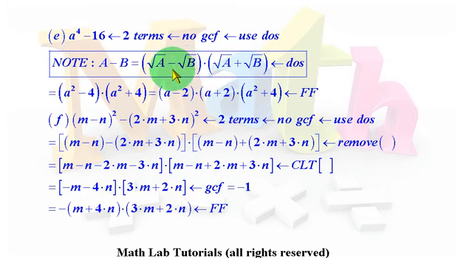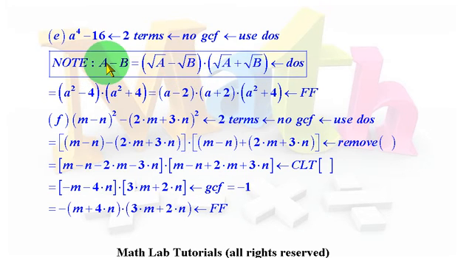Using the fact that root a squared is just a and root b squared is just b, we can always expand this to get a minus b again. So this is in fact an identity, provided a and b are both positive.